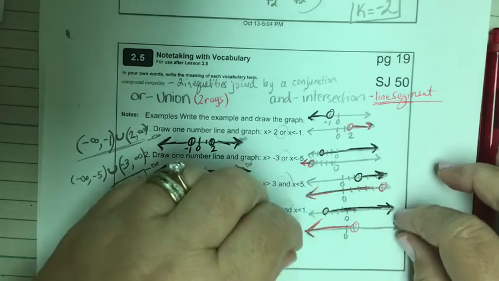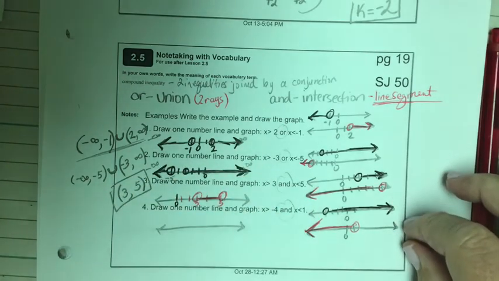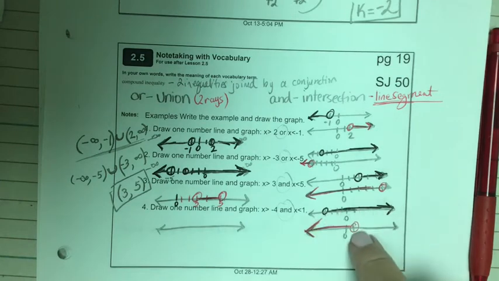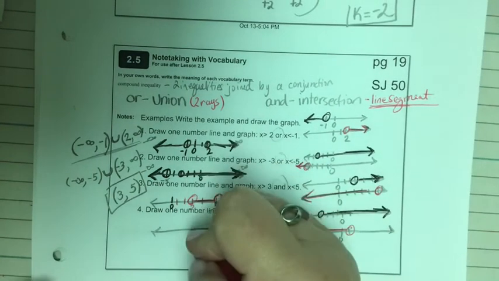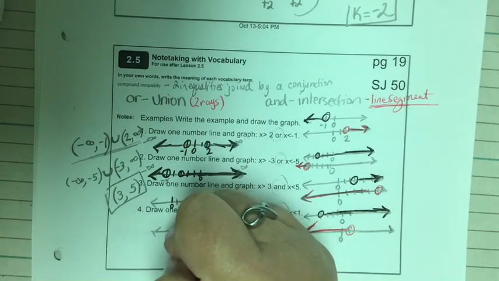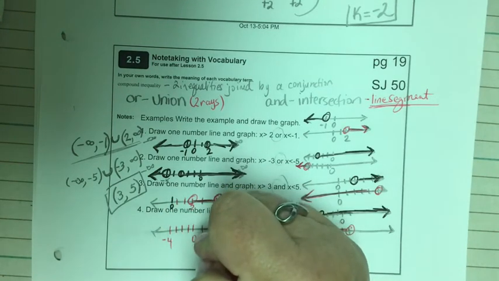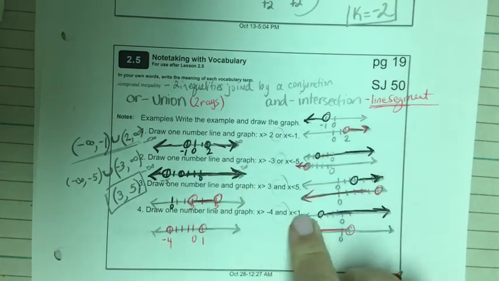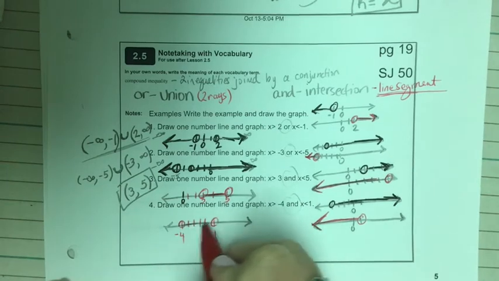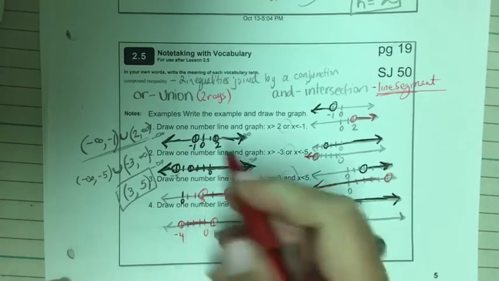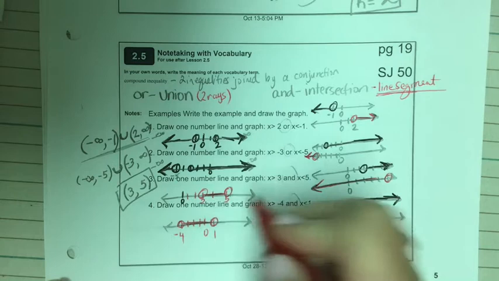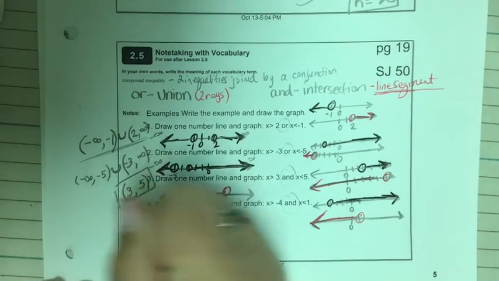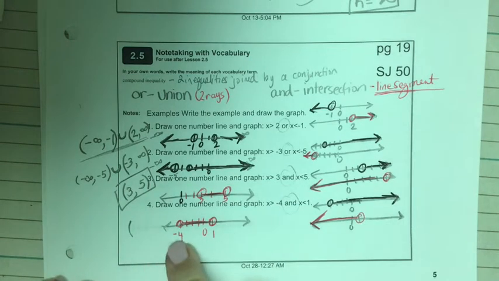I'm going to take these two and put them together and see where they would intersect. They would intersect between negative 4 and positive 1. And I wish I would have made one of those an equal to, but I did not for some reason. So all of these are parentheses, but you will have times that you have a solid circle, so you'll have to put a bracket. Where does it start being shaded? It starts at negative 4.